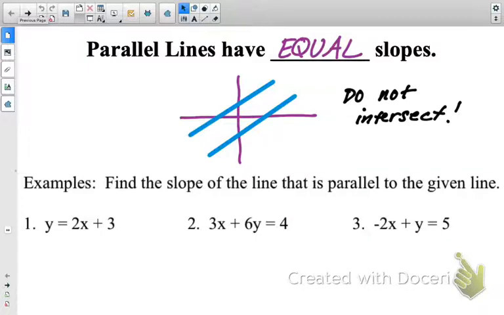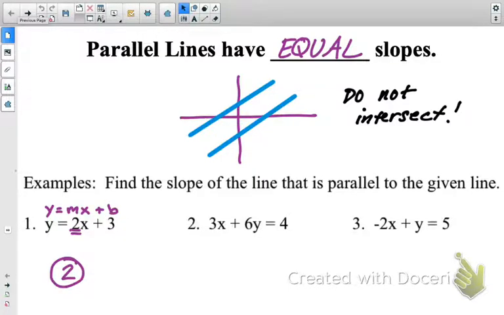So if I look at my first example, find the slope of the line that's parallel to the given line. All right, well, this one's nice because it's in slope-intercept form, so I know the slope of the line they gave me is 2. So if parallel lines have equal slopes, a parallel line's slope is also going to be 2.